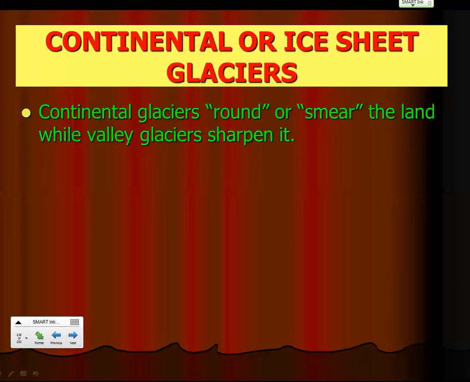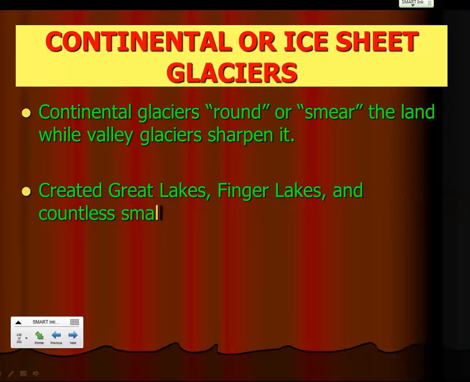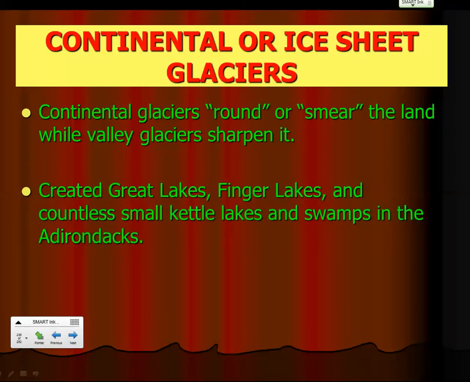Now, continental glaciers, remember, these things are huge. They cover continents, and that's why they're called continental. We're talking the size of Greenland, the size of Antarctica. Because of all the weight that they have, they tend to round or smear the land, while valley glaciers sharpen it. Valley glaciers, you can think more like knives cutting through the landscape, and continental glaciers are just covering it all up. Now, in this area, continental glaciers have created features like the Great Lakes, the Finger Lakes, and countless small kettle lakes and swamps in the Adirondack Mountains.